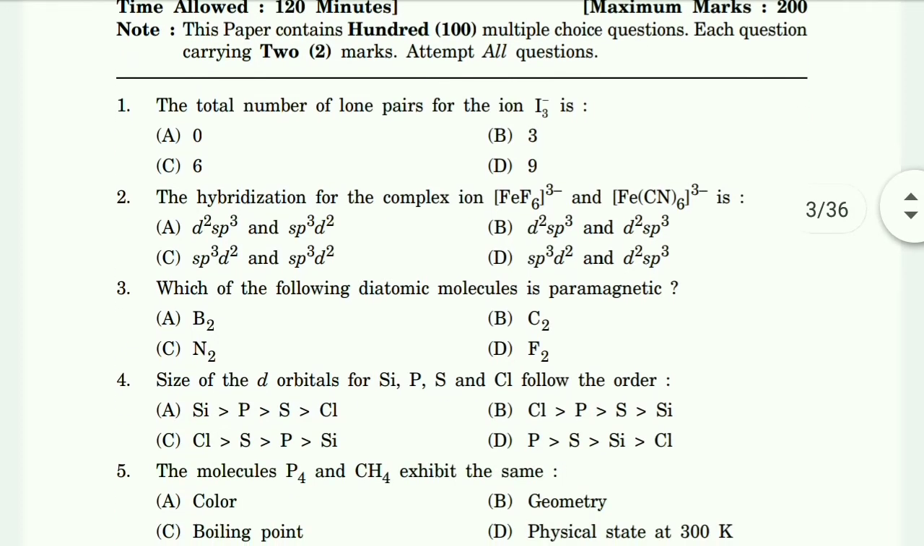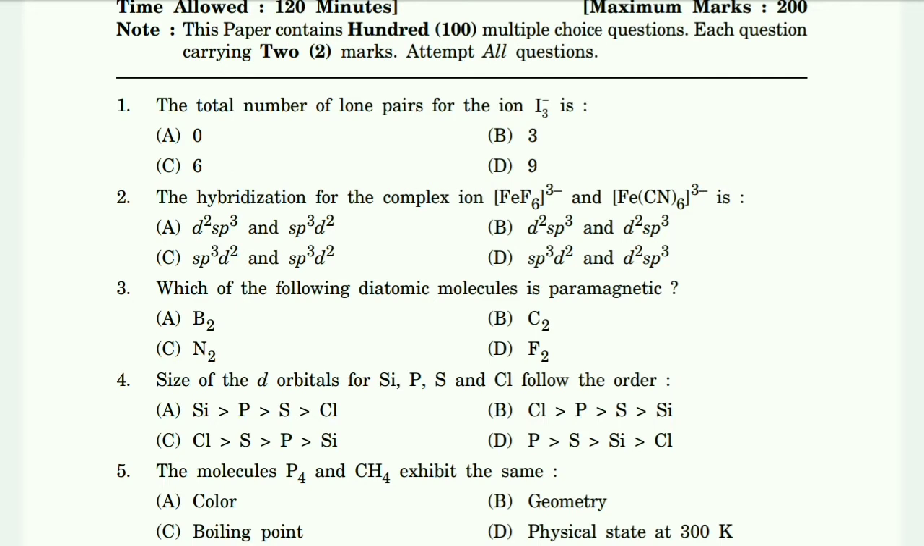Question number 2, that is the hybridization for the complex ions FeF6 3 minus and Fe(CN)6 3 minus. Now in both the complexes the iron is present in the plus 3 oxidation state. But in the case of FeF6 3 minus, fluorine is a weak field ligand, while in Fe(CN)6 3 minus, cyanide is a strong field ligand.